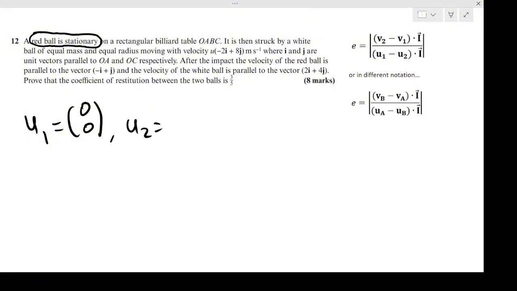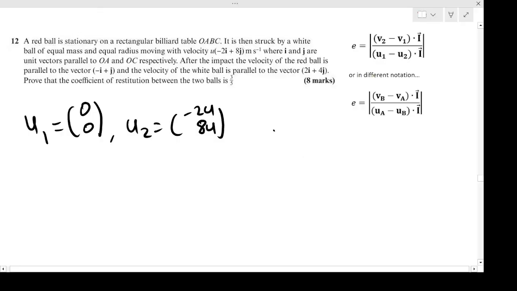Then U2 is going to be the other ball. So it's going to be the white ball. Now, originally, the white ball has velocity u lots of minus 2i and 8j. So I'm just going to times by the u, okay? So it's going to be minus 2u and 8u, okay? Hopefully happy so far. Right, now this is where things get a tad bit more complicated, because we're told afterwards the red ball is parallel to the vector minus i and j.